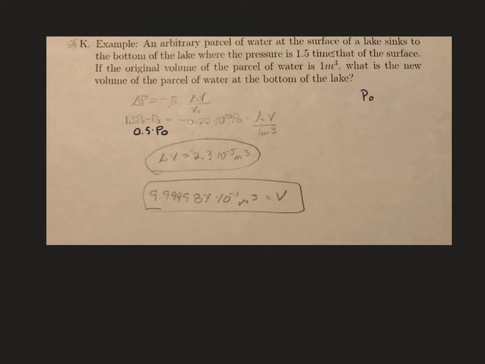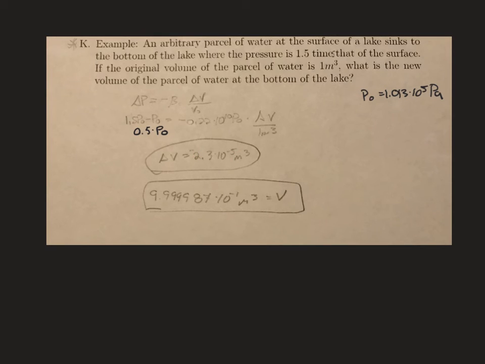And P naught here is equal to 1.013 times 10 to the 5 pascals. So I would plug in 0.5 times 1.013 times 10 to the 5 pascals for my change in pressure. I've looked up the bulk modulus of water, and remember it's a negative sign out front here, so we're going to do a negative 0.22 times 10 to the 10 pascals times the change of volume, which is already known, divided by 1 meter cubed. And that gets me a change in volume of a negative 2.3 times 10 to the minus 5 meters cubed.